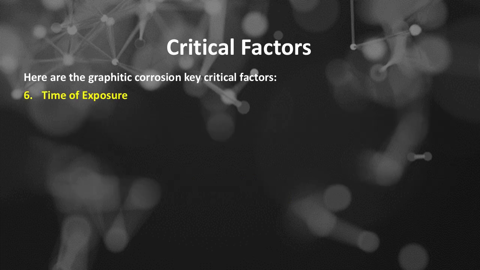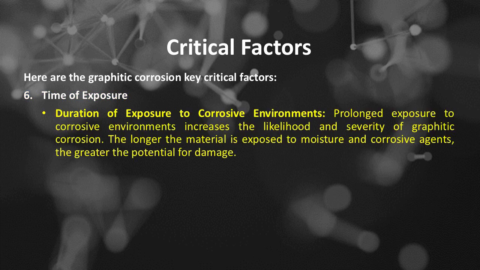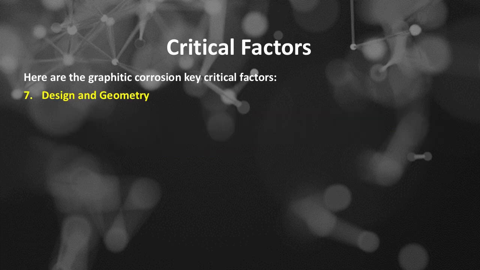Number 6 is time of exposure. Duration of exposure to corrosive environments. Prolonged exposure to corrosive environments increases the likelihood and severity of graphitic corrosion. The longer the material is exposed to moisture and corrosive agents, the greater the potential for damage. Number 7 is design and geometry.